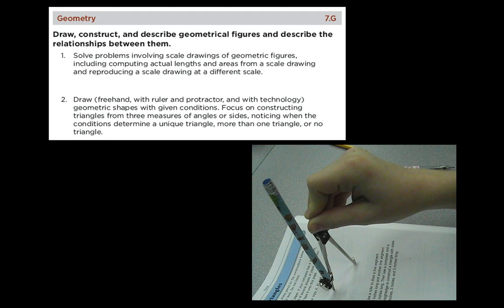You'll see constructions in 7th grade in the Common Core State Standards, and you'll notice that it describes constructing triangles, constructing other geometric shapes freehand with ruler and protractor, and also technology.